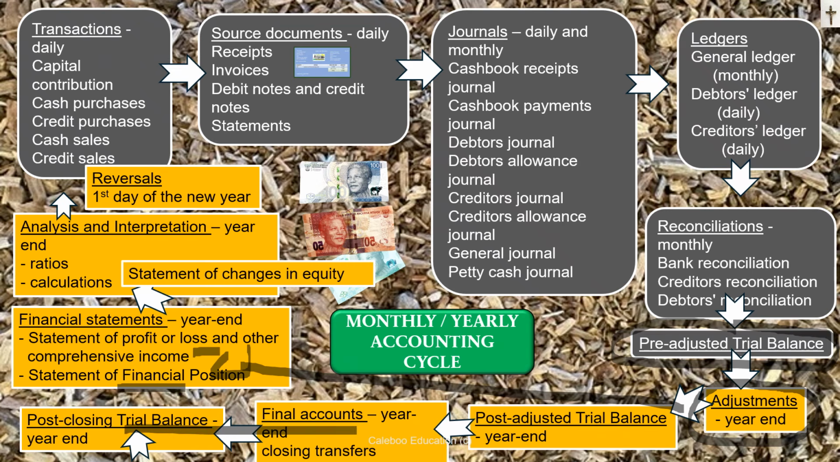So the examiner is going to skip a few steps in the process, but going to give you the adjustments, and then you're going to have to draw up the financial statements with the numbers that truly reflect the financial result and position of the business.